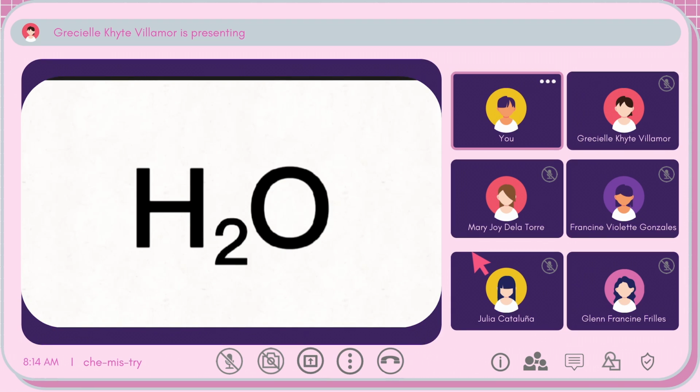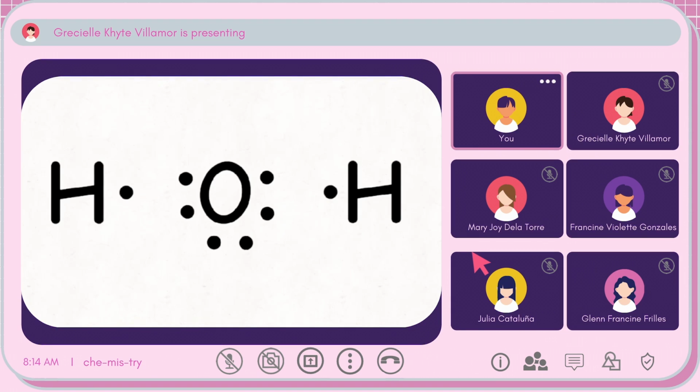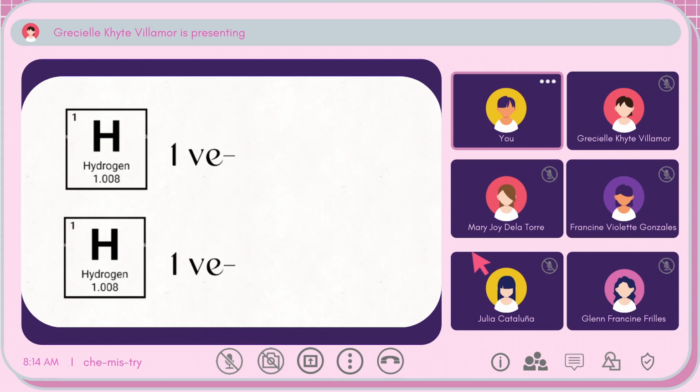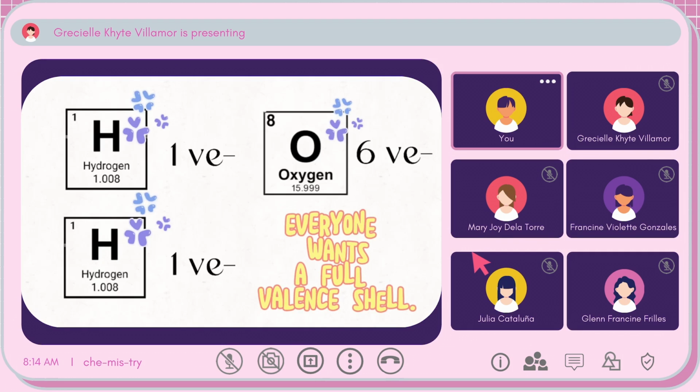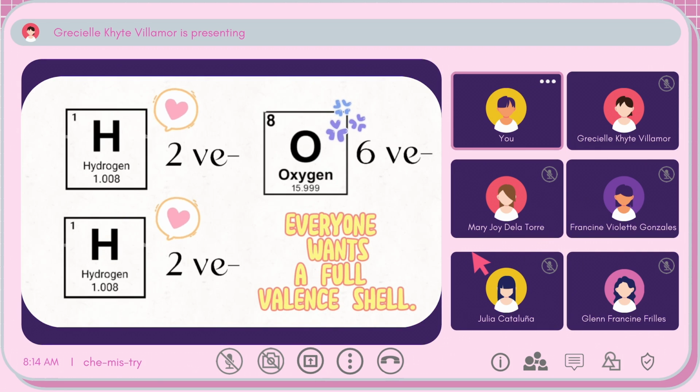Alright, so let's do an example. H2O. Starting with just drawing out their valence electrons. We have 2 hydrogens, our subscript of 2, so H has 1, another H has 1, and O has 6 valence electrons. As a result, everyone wants a full valence shell. This means that H wants to get up to 2, and oxygen wants to get to 8.